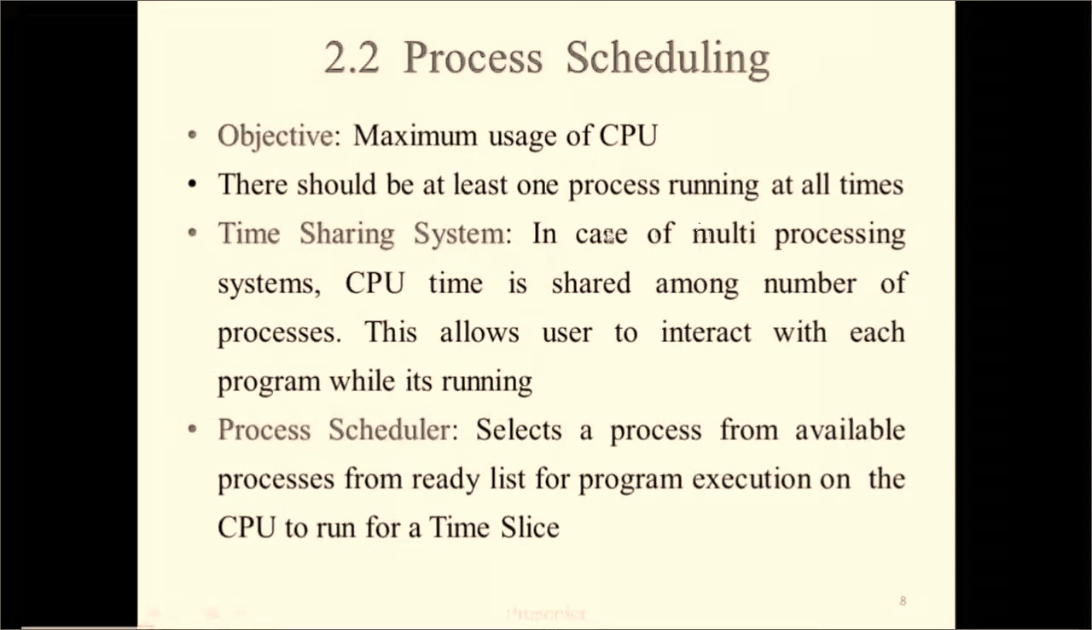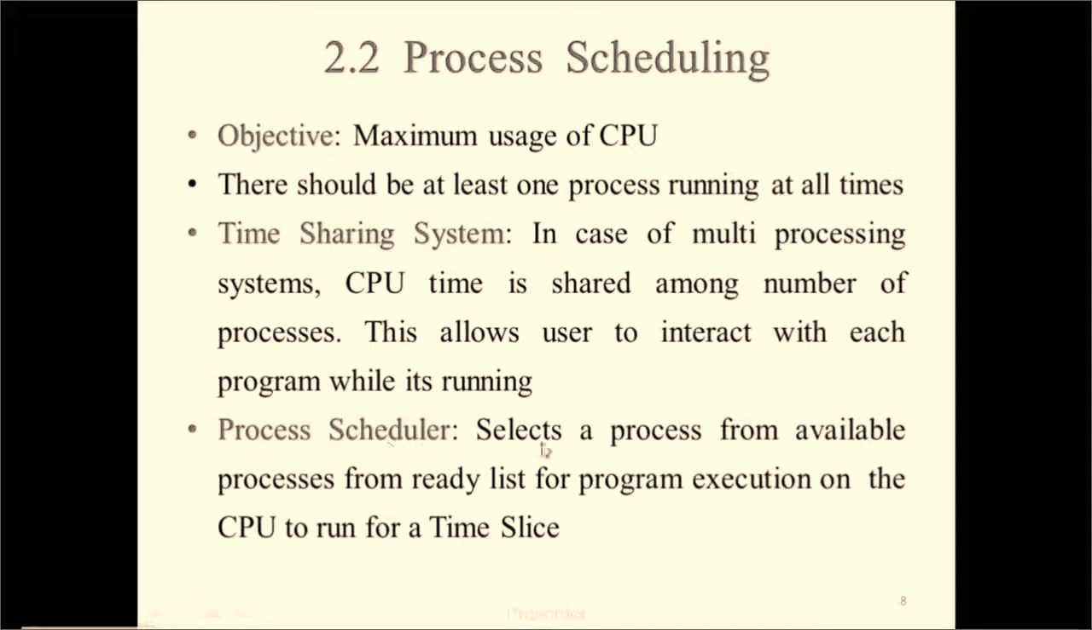Okay. Time sharing system. In case of multi-processing systems, where more than one process is running, CPU time is shared among a number of processes. So CPU gets shared, as we have seen in the previous example, from running back to ready because the CPU time burst has been completed and now another process gets scheduled onto the CPU. So CPU time is shared among a number of processes.